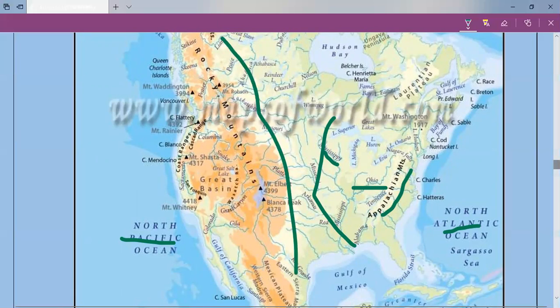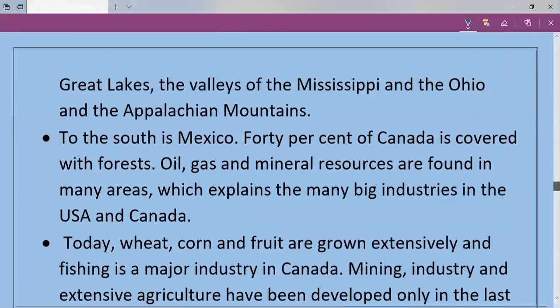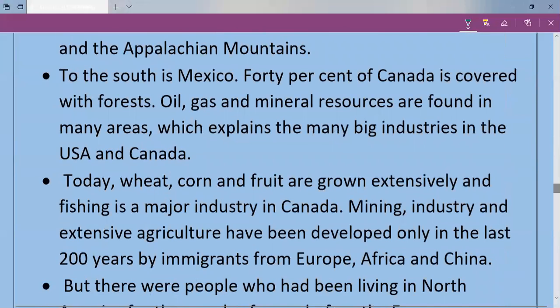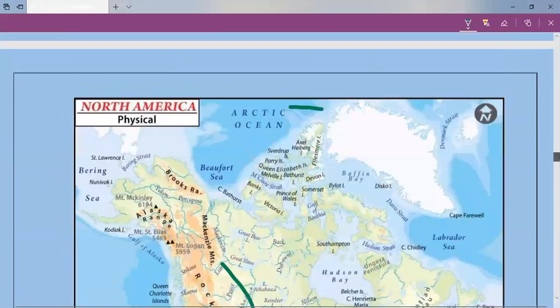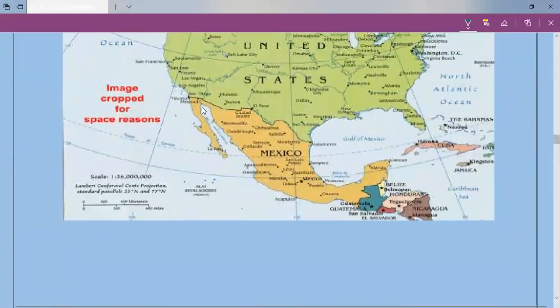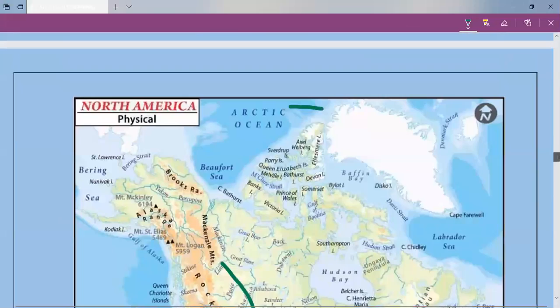Okay, now let us move further. To the south is Mexico, the country Mexico. The southern portion is Mexico. Okay, so this is Mexico. The southern portion of North America is the country Mexico.